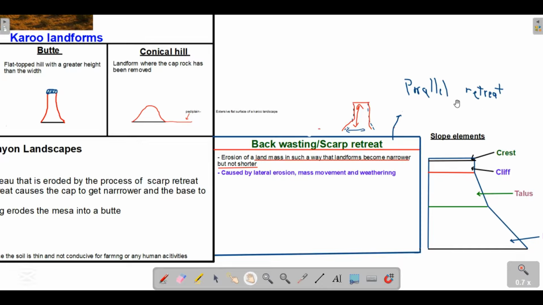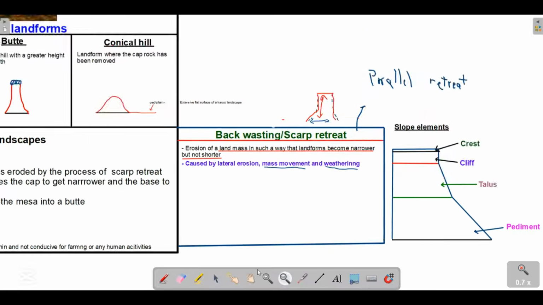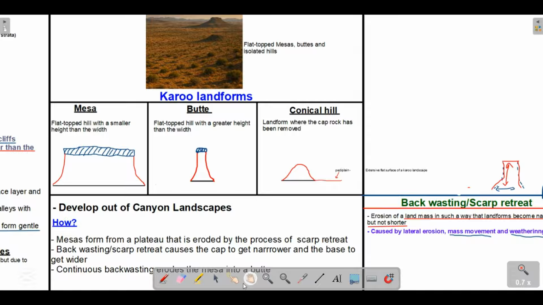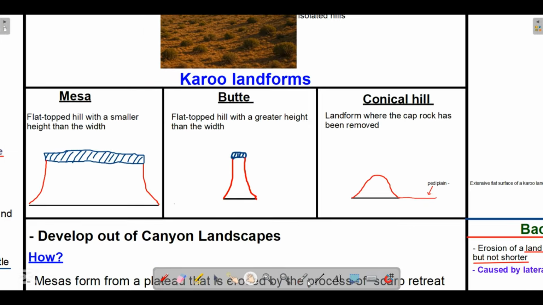So that is parallel retreat, and it's caused by lateral erosion. It's caused by mass movement. We'll talk about mass movement, and it's caused by weathering, constant weathering. So simply natural. It moves back and back, as you can see. So at some point, it will be something like that, because it is eroded such that it becomes narrower and narrower, but not the height. The height remains the same. So this forms these Karoo landforms. Okay, you have a mesa.